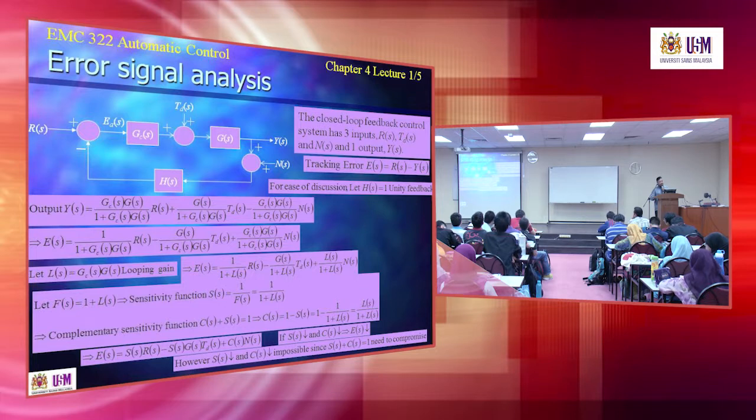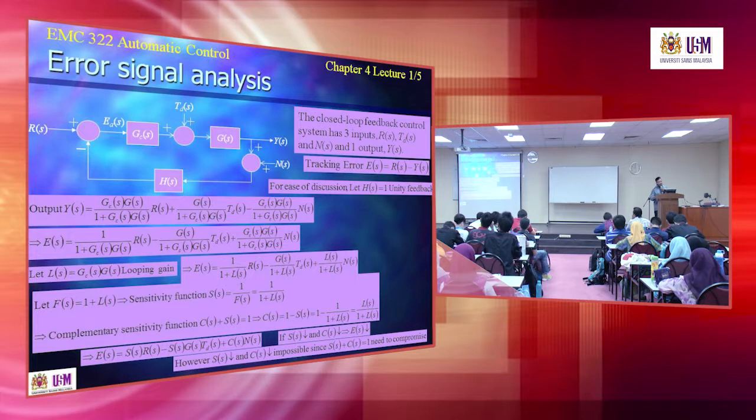Okay, and then if we change this with L and substitute to this equation, we will get the error will become 1 divided by 1 plus L(S) multiplied by R(S) minus G divided by 1 plus L(S) multiplied by TD(S) plus L(S) divided by 1 plus L(S) multiplied by N(S).